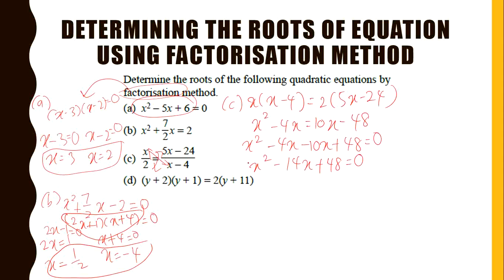Lepas tu tekanlah EQN, masukkan the value of A, B and C. Lepas tu buat reverse method ni, dapatlah factorize dia macam mana. Same goes to D. You expand dulu, yang ni pun expand. Lepas tu bawa semua ke sana, jadi equals to 0. Lepas tu dapatlah. Cuba ya.